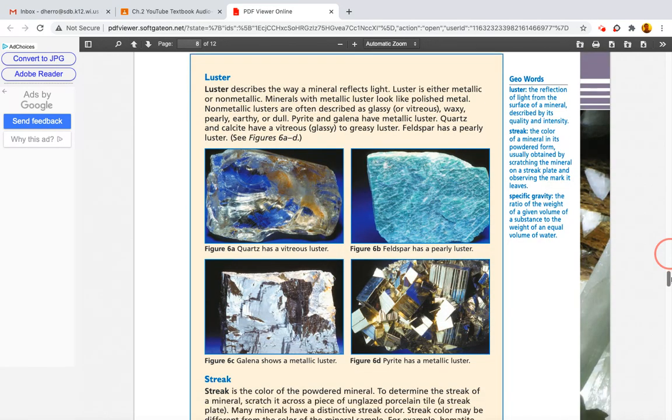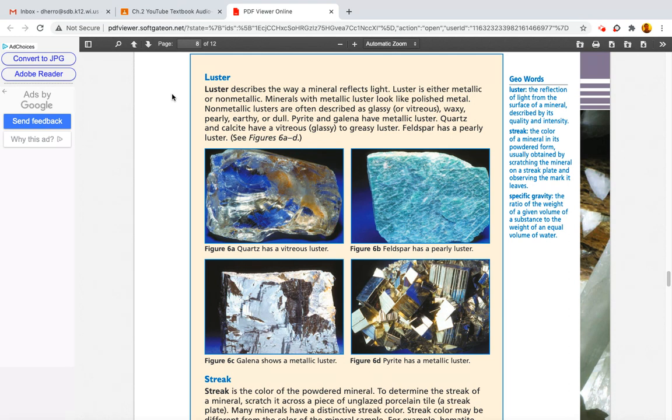All right. Another way to identify minerals is by luster. Luster describes the way a mineral reflects light. Luster is either metallic or non-metallic. Minerals with metallic luster look like polished metal. Non-metallic lusters are often described as glassy or vitreous, waxy, pearly, earthy, or dull. Pyrite and galena have metallic luster.